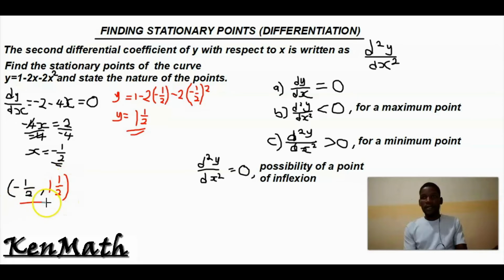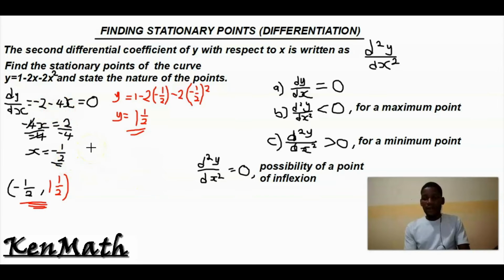So these are the stationary points that we have. This is how we usually find the stationary points of a given curve. Now, for us to test for the nature of the stationary point, we're going to use the second derivative, the second differential coefficient. This is the first one. Now we are going to differentiate it a second time.